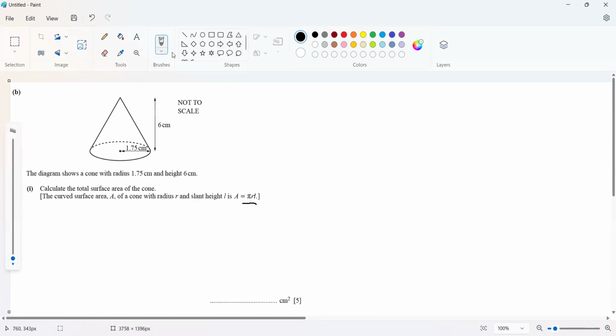Now, before we do our pi r l, l is basically the slant, or this edge here on the side. So we need to identify what this is first. We call this l. In other words, l equals Pythagoras' theorem. This is going to be 6, and this makes a 90 degree angle with 1.75. So that is a right-angled triangle. So l will be the square root of 6 squared plus 1.75 squared. You may leave it in surd form if possible. So this is 25 over 4, right?